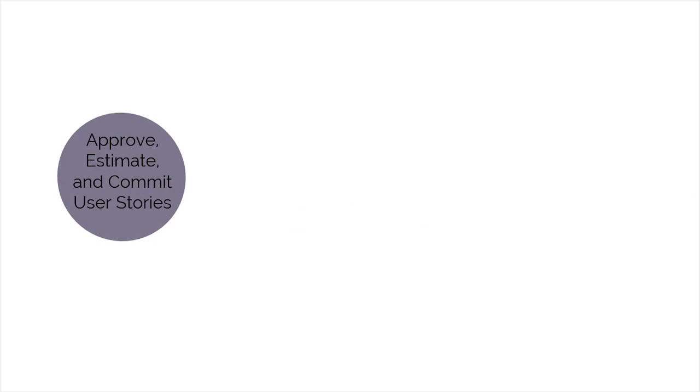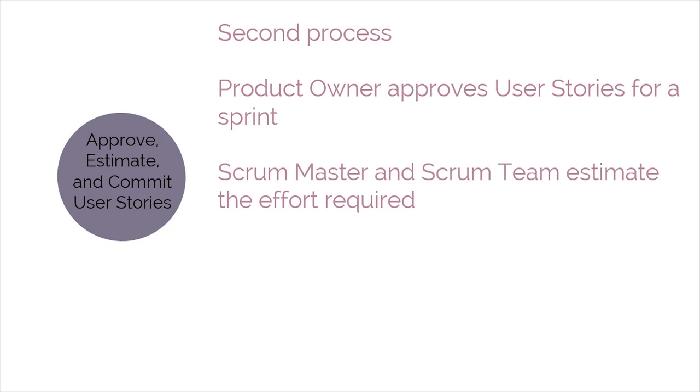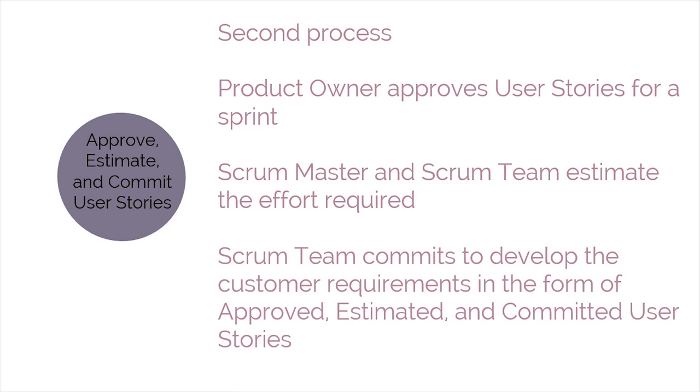Approve, Estimate, and Commit User Stories is the next process. In this process, the product owner approves user stories for a sprint. Then, the Scrum Master and Scrum team estimate the effort required to develop the functionality described in each user story. And the Scrum team commits to develop the customer requirements in the form of approved, estimated, and committed user stories.